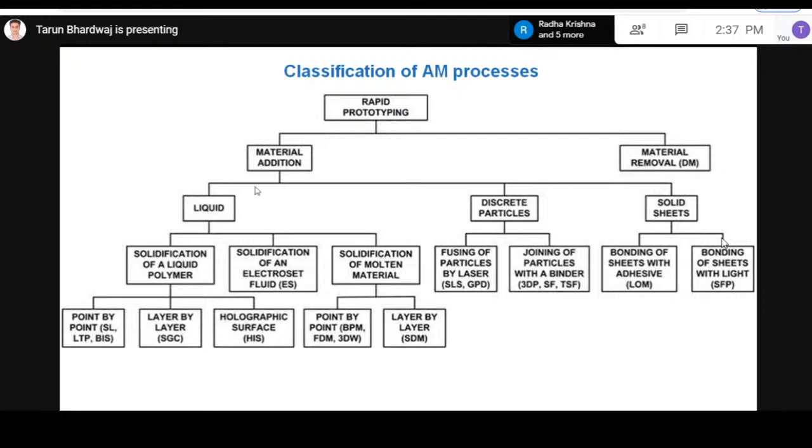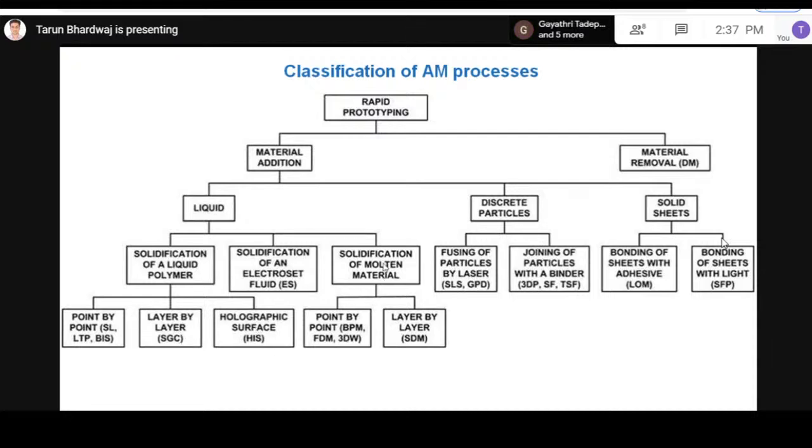So we are focusing on the liquid and the discrete particles. As I have told you, for solidification of a liquid polymer, the basic processes are SLA, LTP, BIS. These are the basic processes I just told you. Then layer by layer, SGC, and holographic surface, which uses the HIS.